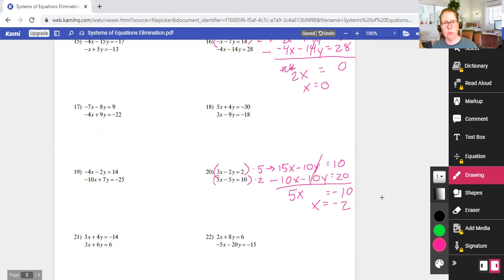This is how to solve these for a variable. Let me know if you have any questions.